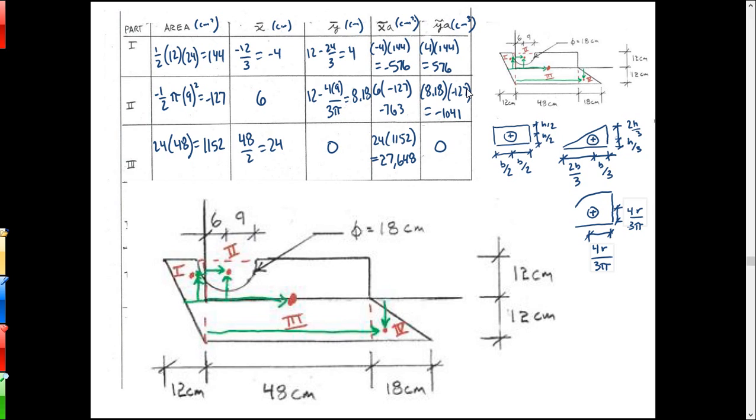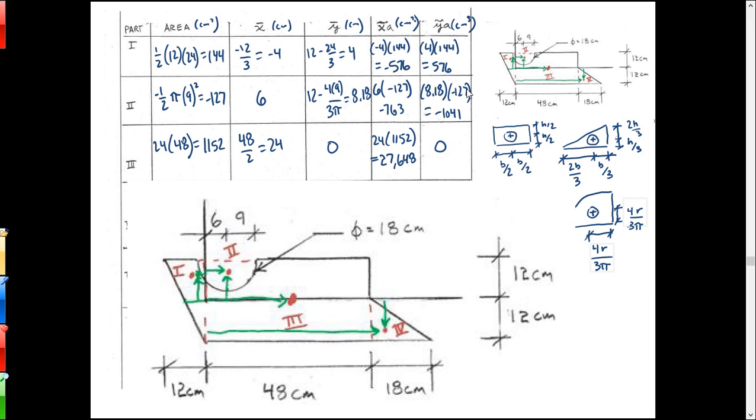Okay, so the area of that rectangle is 1152. And X bar is half of the 48, it's 24. And the Y bar is 0.